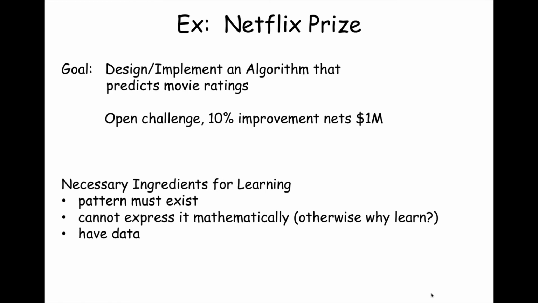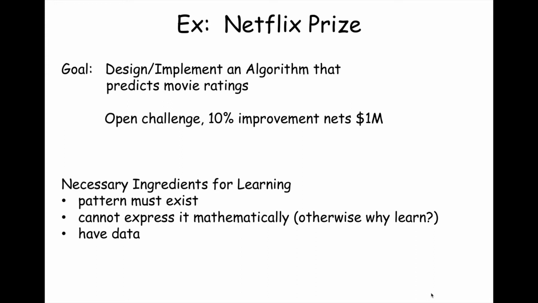And this third point is pretty important. It must be that you can't express this pattern mathematically, right? If you can express it mathematically, that's not learning. Just implement it, right? If it says 0.3 times one thing plus 0.7 times this, just implement that. That's not learning. It's perfectly fine to implement it. So where learning thrives is where you don't know mathematically how to express what this pattern is that must exist, and you also have to have a bunch of data, right?